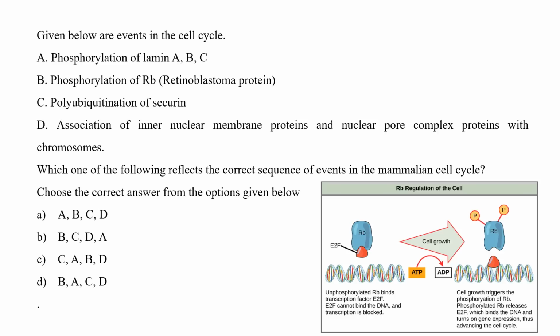Once the cell cycle is decided to begin, then lamin has to be depolymerized. These architectural proteins remain associated with the animal nuclear membrane, and phosphorylation of lamin leads to depolymerization, and the nuclear envelope breaks down before mitosis gets complete. So that has to be the second step.